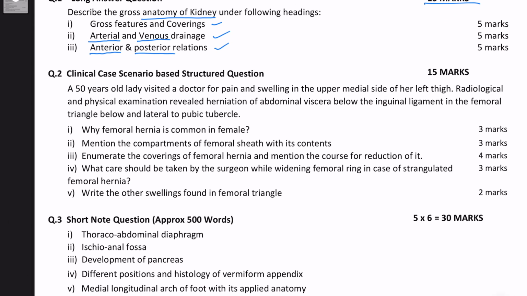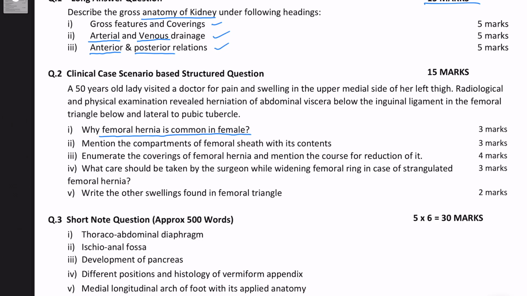Then there was a clinical case scenario based question. A 50-year-old lady visited a doctor for pain and swelling in the upper medial side of her left thigh. Radiological and physical examinations revealed herniation of abdominal viscera below the inguinal ligament in the femoral triangle below and lateral to the pubic tubercle. So you need not make a diagnosis here, because they've already mentioned in the first subpart why femoral hernia is common in female, right? So they have mentioned it here.